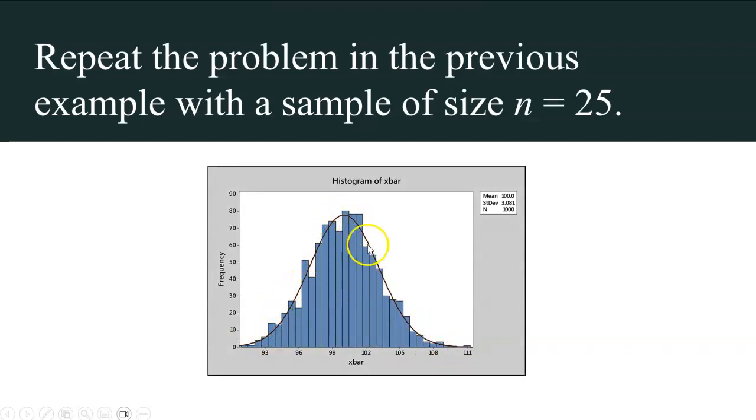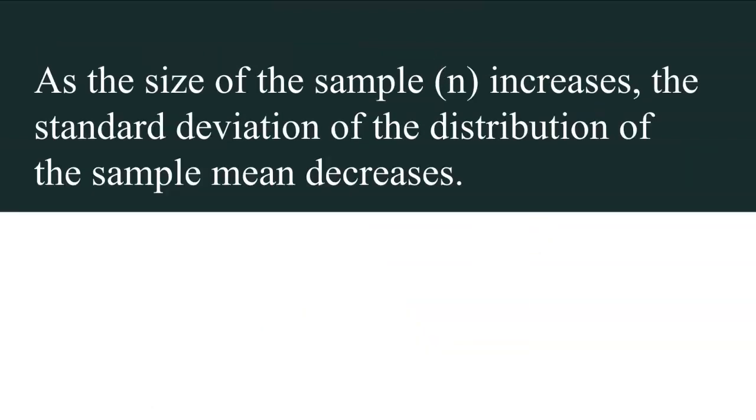So as you can see, it's still normal because remember our population was normal. Our mean is still 100, so the mean is still equal. And our standard deviation has gotten even smaller. So it was 5 when n equal 9, and now it's 3 point something with n equal 25. So in addition to what we concluded before, we can also conclude that as the size of the sample n increases, the standard deviation of the distribution of the sample mean decreases. So as your n gets bigger, the standard deviation is going to get smaller.